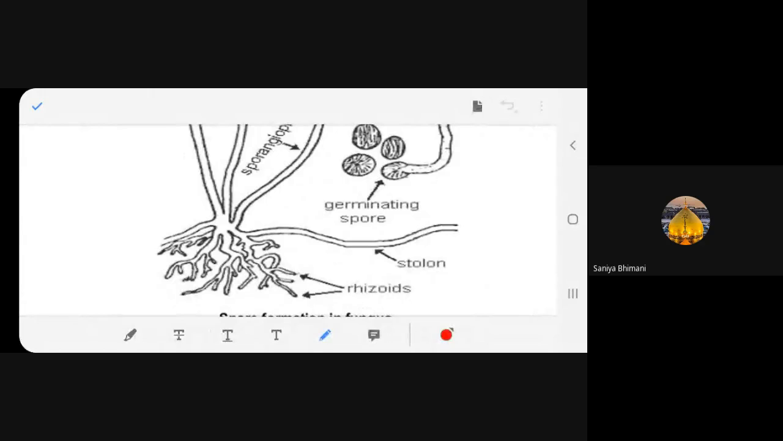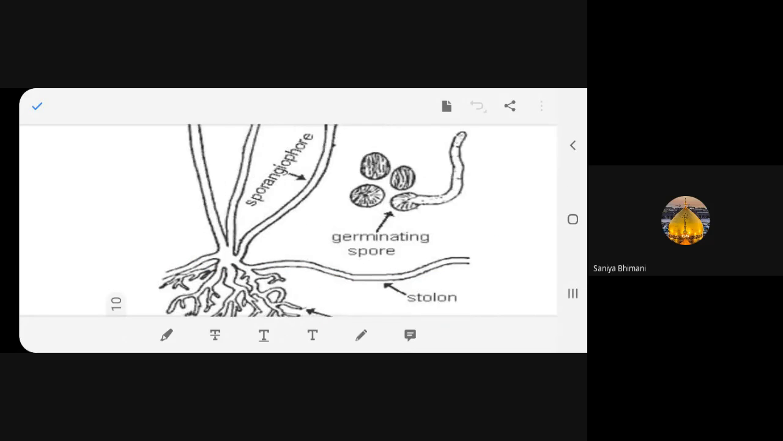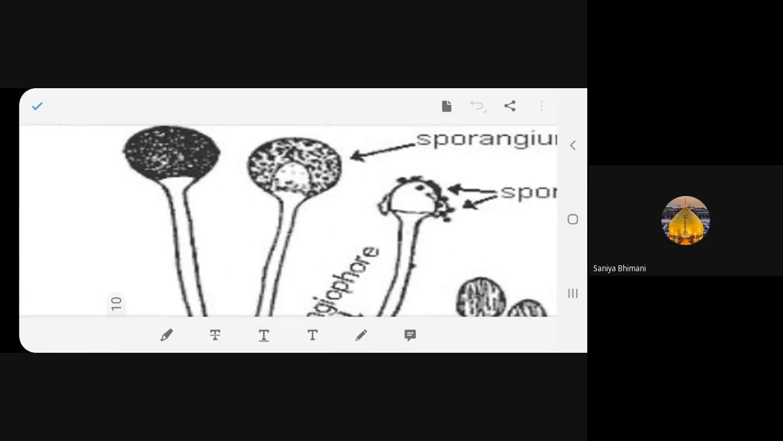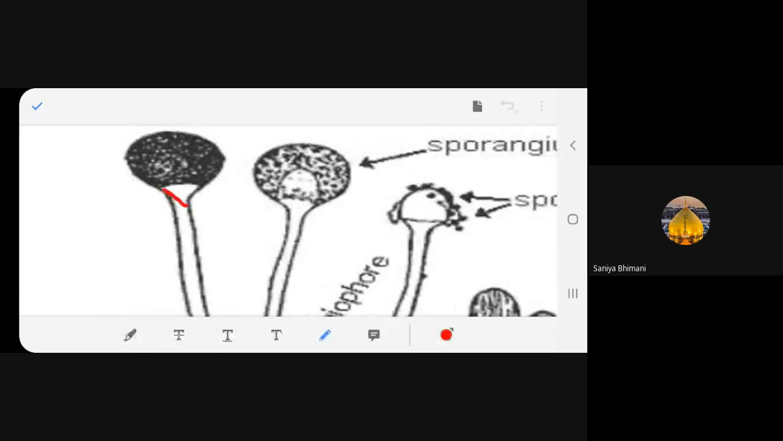First, they make these rhizoids, and then they multiply with stolon. This is the sporangium. Now it has started forming spores. This is the spore formation, and then it bursts, and all the spores get liberated. See, this portion is gone because the spores are liberated in the air. Understood?